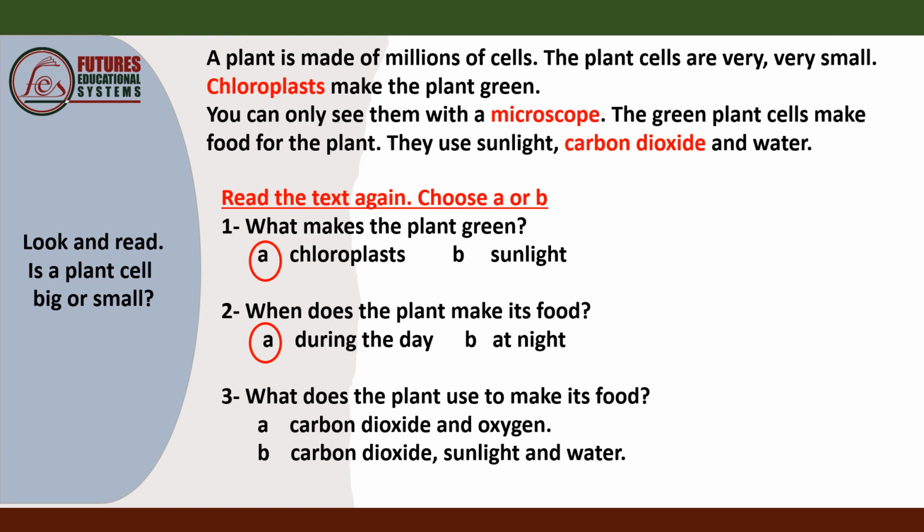What does the plant use to make its food? Carbon dioxide and oxygen, or carbon dioxide, sunlight, and water? Yes, number B, carbon dioxide, sunlight, and water. The plant takes in carbon dioxide and gives out oxygen. Now let's read together how a plant cleans the air.